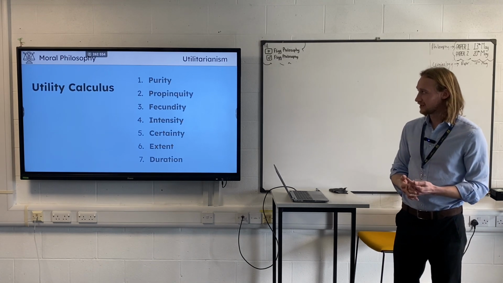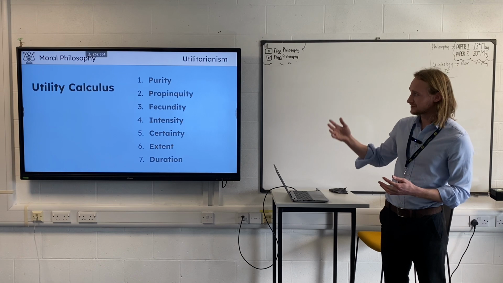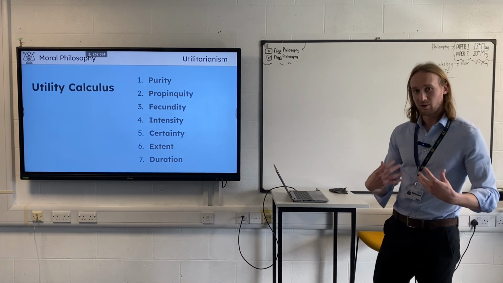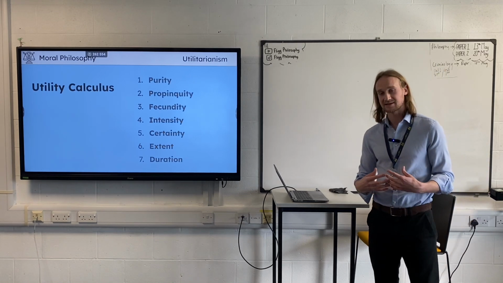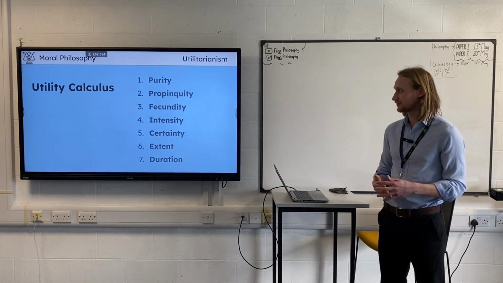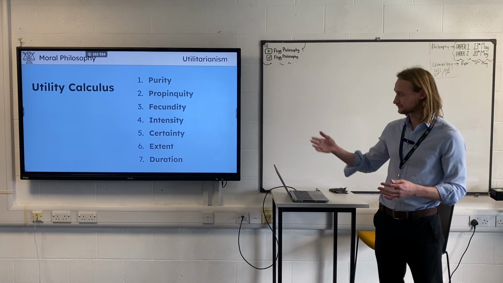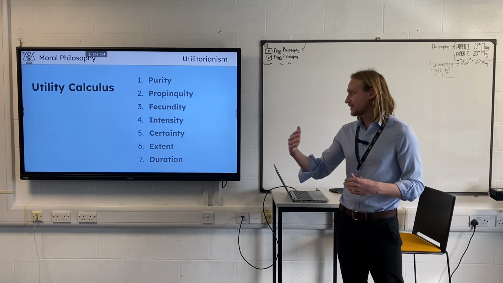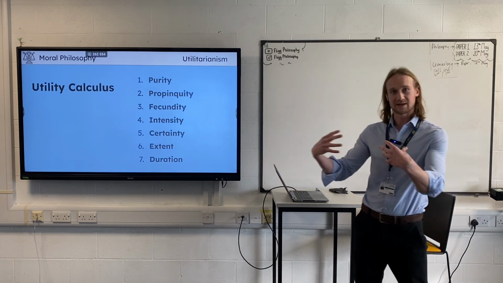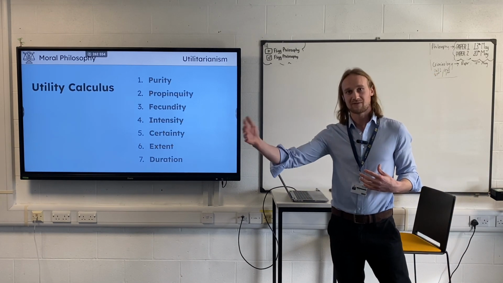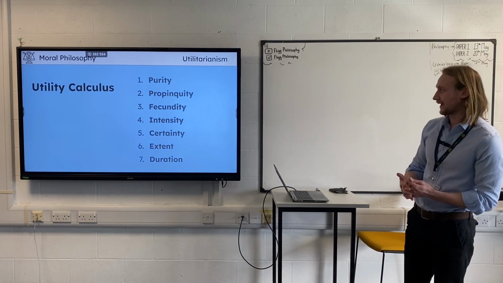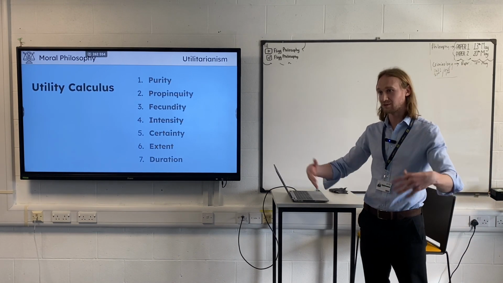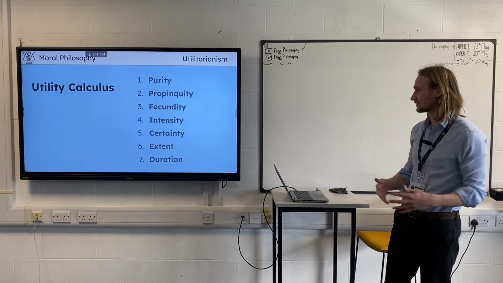In terms of each individual part, we've got purity, which is, will that act bring about just pleasure, or will it also bring about pain? How pure is the outcome? Is it just a pleasurable outcome, or is it painful as well? Propinquity is how immediate it will be. Will that pleasure be there straight away, or will it take some time for us to get the desired effect? Fecundity is, will it produce more pleasures? So will there be a ripple effect? Will it replicate?